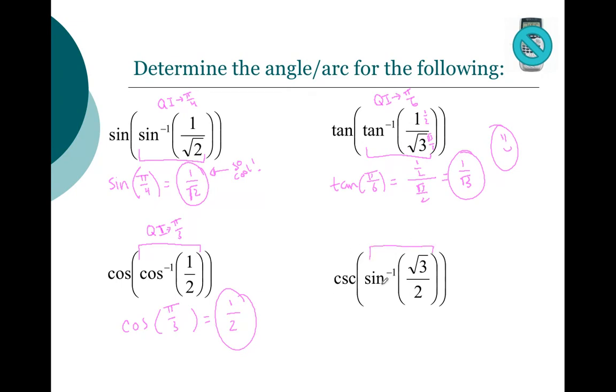What happens here? The sine inverse of root 3 over 2, we're still in quadrant 1. The sine inverse of root 3 over 2 is not the same as this, it's pi over 3. And then what's the cosecant of pi over 3, which is like 1 over sine of pi over 3? It's going to be the reciprocal of this, 2 over root 3, or you might be saying 2 root 3 over 3. Okay, so we had a lot of shortcuts we could have taken here.